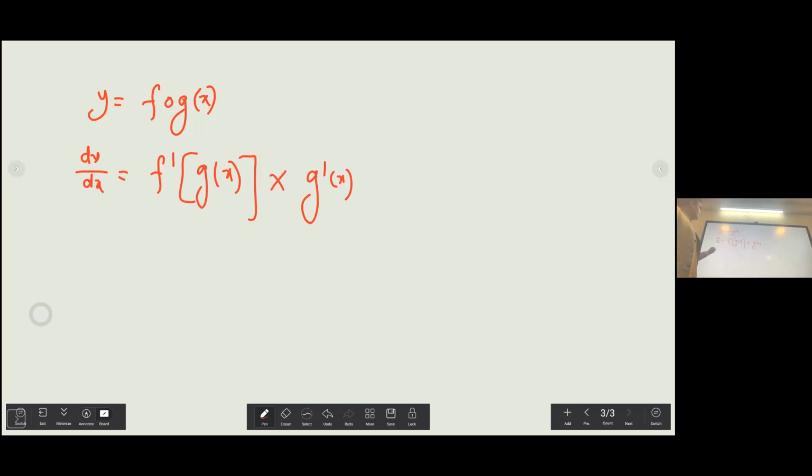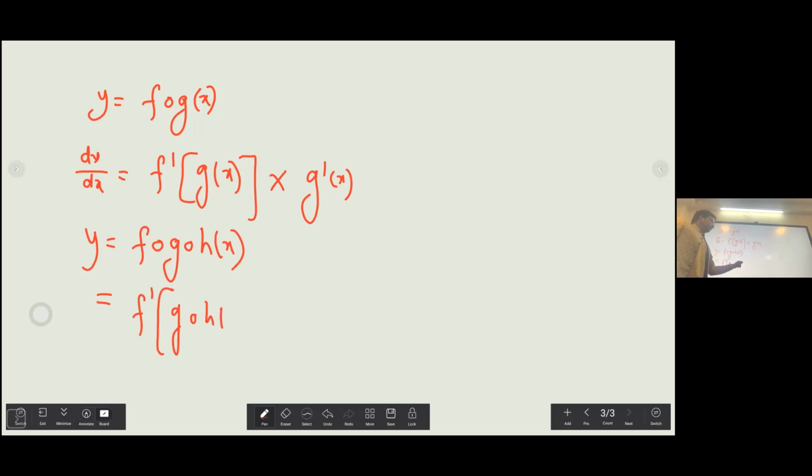The same way, if you have, let's say, y equals f of g of h of x, like if there are three functions, so multiple composite functions. You start with the outer one, so f dash of g of h of x. In the first step, you don't touch the inside one. Then you go one step up. First you differentiated f, now you differentiate g, so it is g dash of h of x. Then you go inside, which is h dash x, finally.